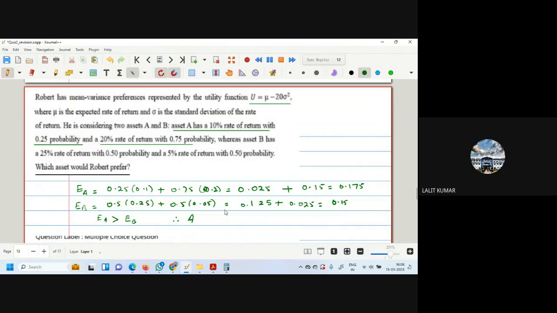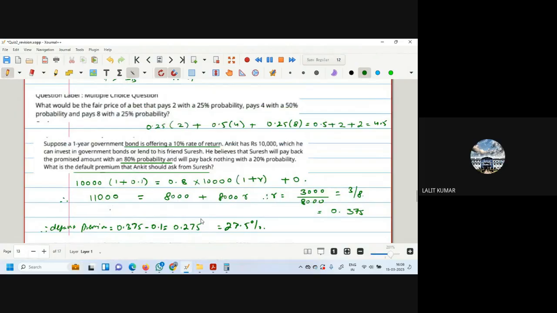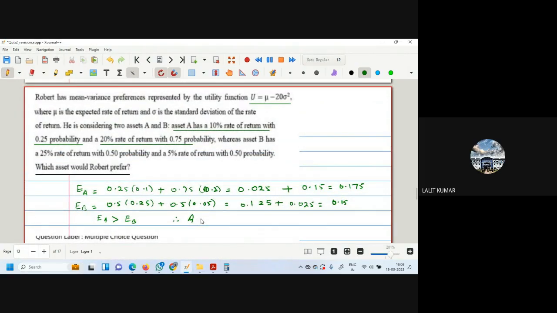Okay. So this is the first question. Robert has a mean variance preference represented by the utility function U. He's considering two assets A and B. Asset A has a 10% return with 0.25 probability and a 20% rate of return with 0.75 probability, whereas asset B has a 25% rate of return with 0.50 probability and a 5% return with 0.50 probability. Which asset would Robert prefer?